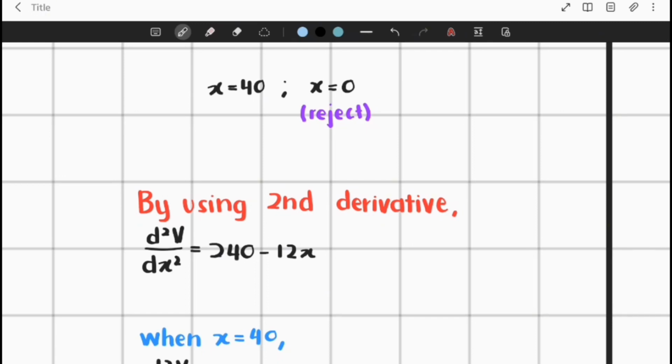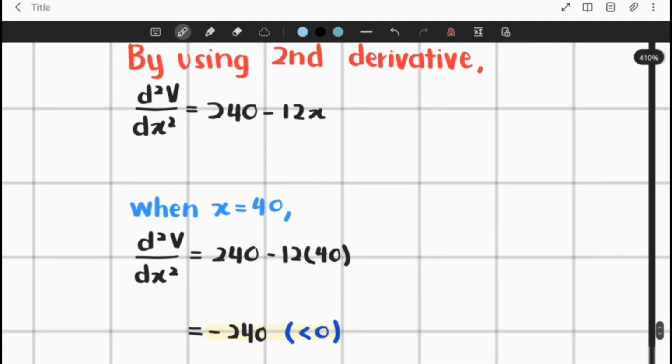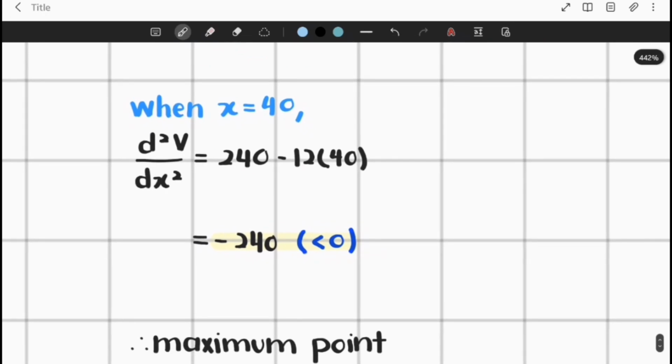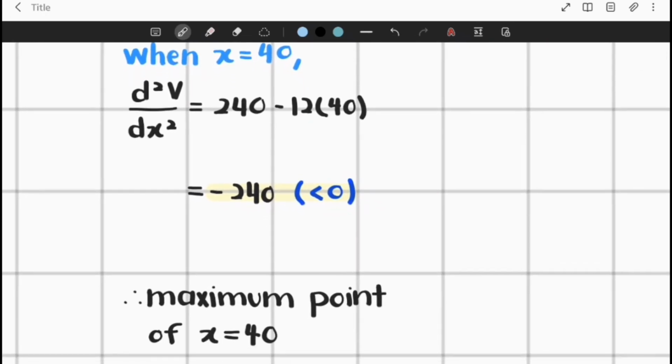So we use the second derivative to see whether the volume is maximum or minimum. So we differentiate it another time, and we get 240 minus 12x, and we substitute x equals to 40 into the equation, and we get negative 240, which is less than 0, and we know that we are on the right track. When the differentiation is less than 0, it will become a maximum point.